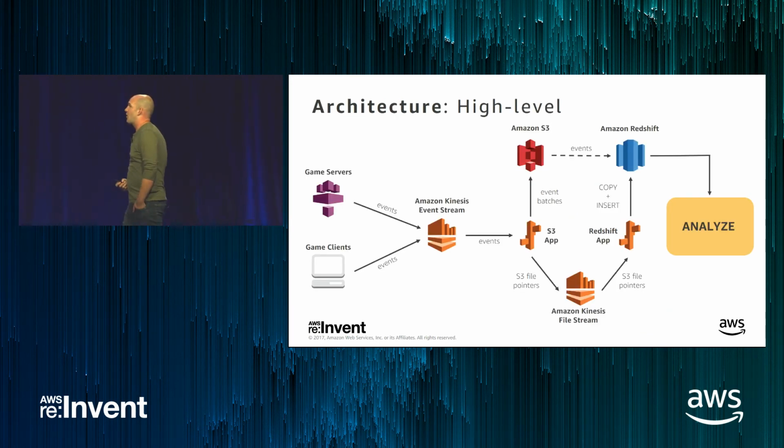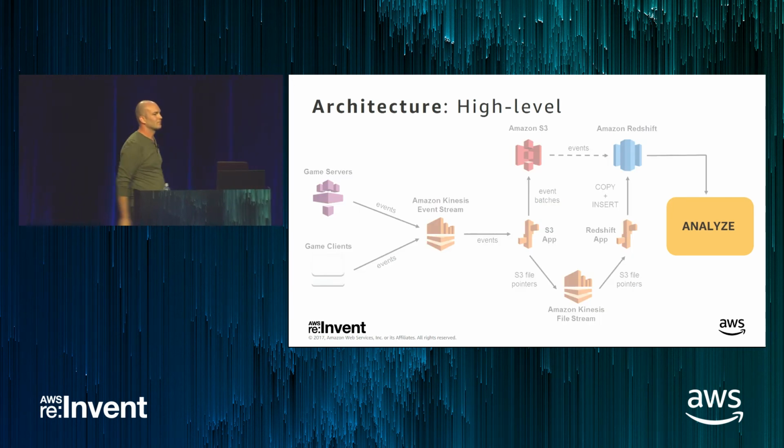All right, so we're back to our architecture now. Good news, we're on the home stretch. We got all our cold data in S3. We got all our warm data in Redshift. Let's talk about how we're actually going to analyze it.